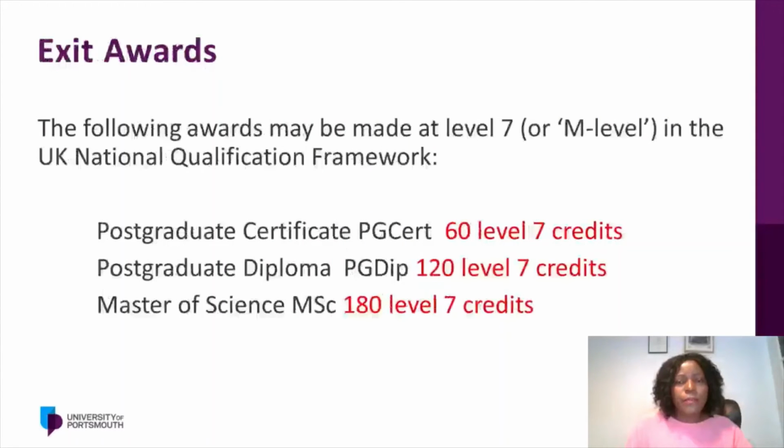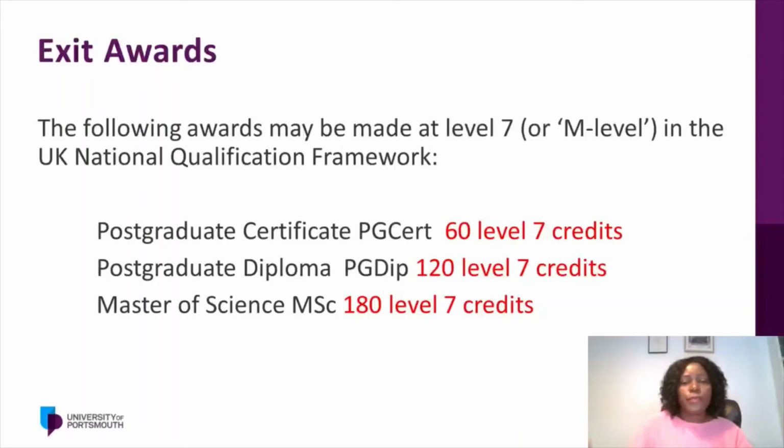Okay, so there are 3 exit awards offered on this course. Obviously you are going to be enrolled for the MSc in International Development, and you're expected to complete 180 credits, unless you've been exempted because of recognition for your prior learning. So it's the 4 modules of 30 credits each, and the dissertation module, which is 60 credits.